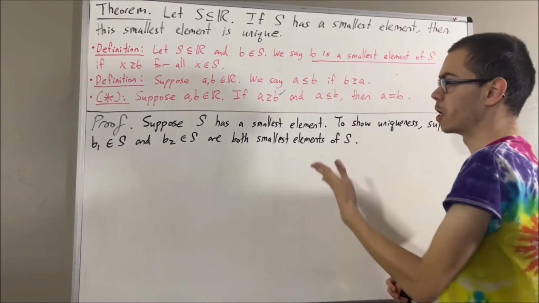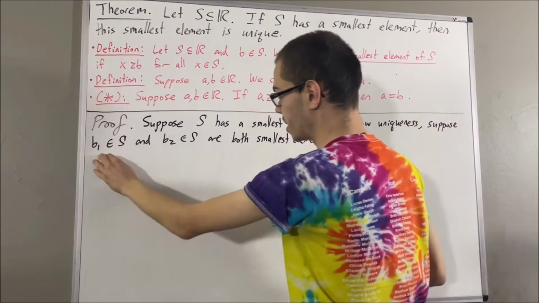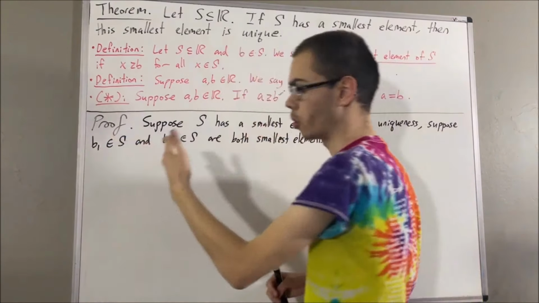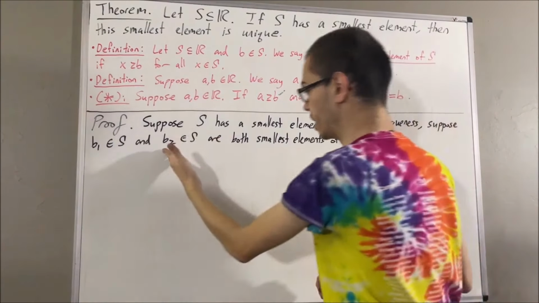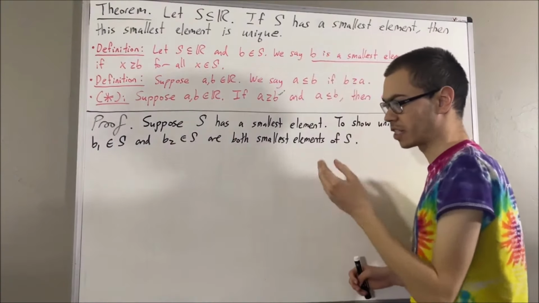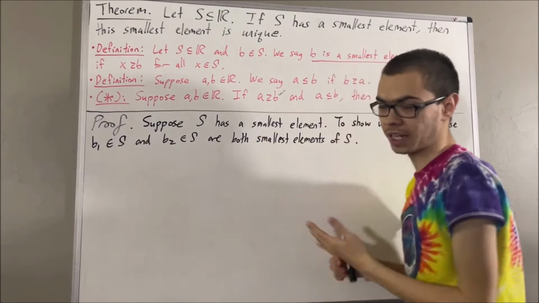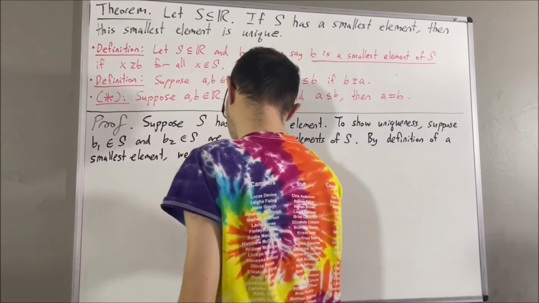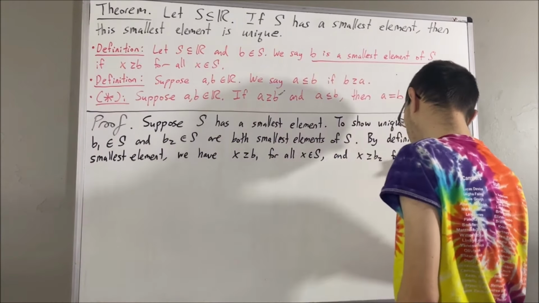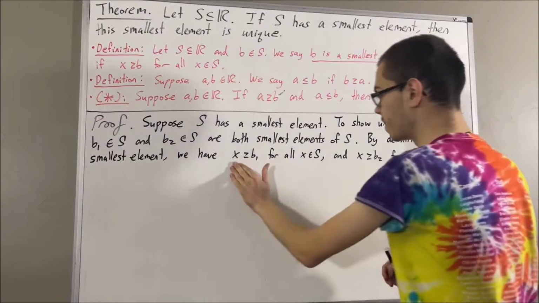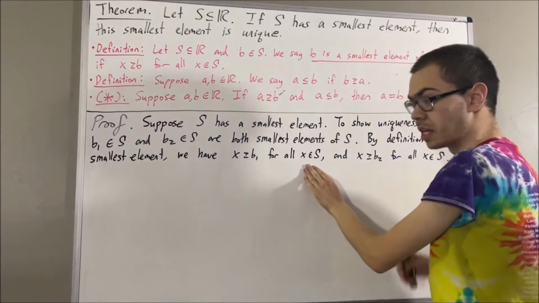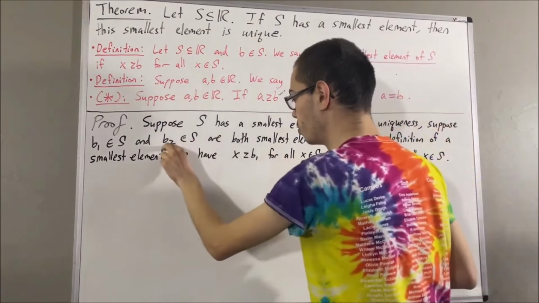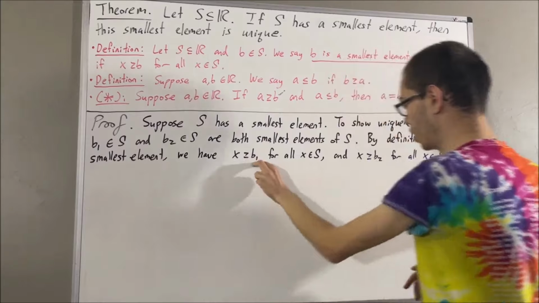Now, by definition of a smallest element, since B1 is a smallest element of S, this means that X is greater than or equal to B1 for all X in S. Since B2 is a smallest element of S, this means that X is greater than or equal to B2 for all X in S. So now, since this statement works for every element of S, then in particular it must work for B2. So taking X to be B2, we have B2 is greater than or equal to B1.